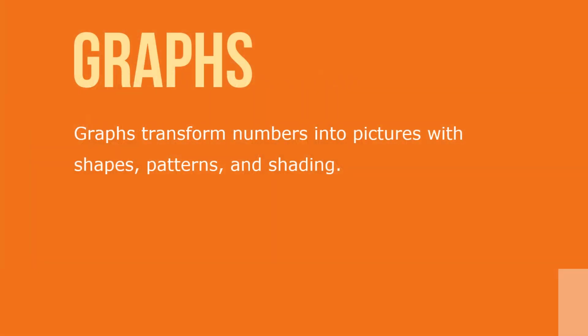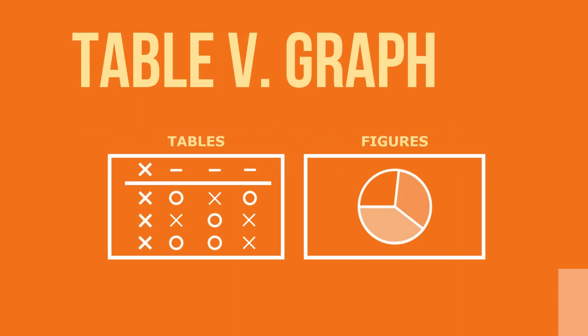Graphs transform numbers into pictures with shapes, patterns, and shading. They take statistical data presented in tables and put them into a rising or falling line or steep to gentle curves. Two main types of graphs are a simple line graph and multi-line graphs. Because graphs actually show change, they're more dramatic than tables. You'll make the reader's job easier by using a graph rather than a table.